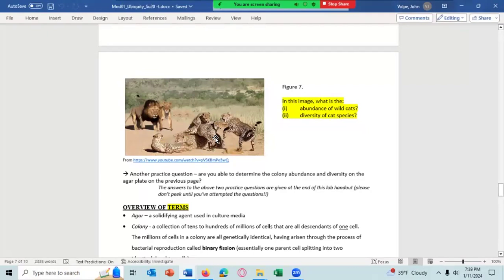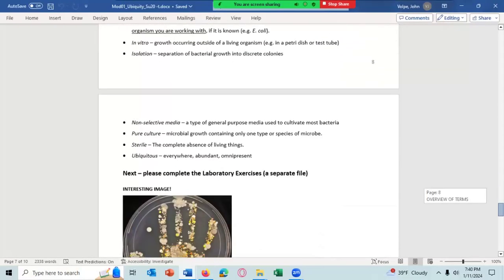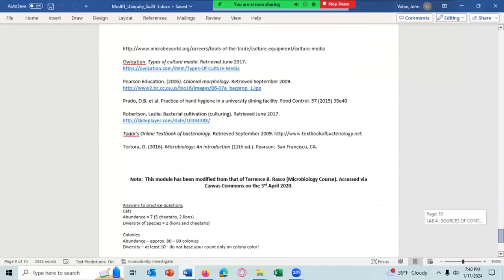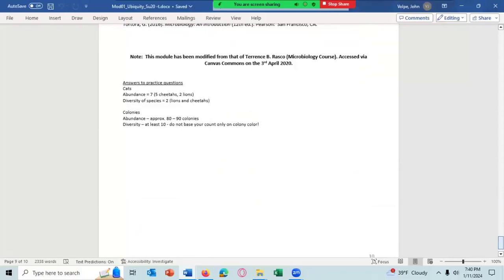And what's the diversity of cat species? 2. 2, the lions and the cheetahs. Good job. All right, know the terms of this lab. There's a cute image of somebody's hand. And now let's go to the worksheet.